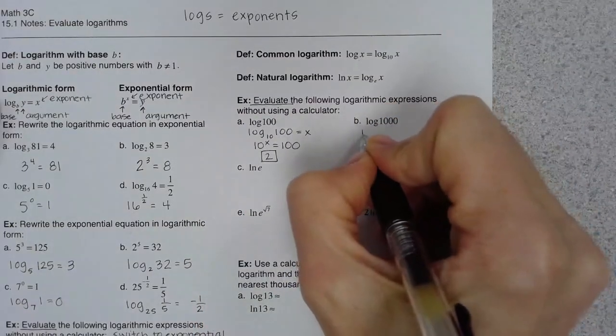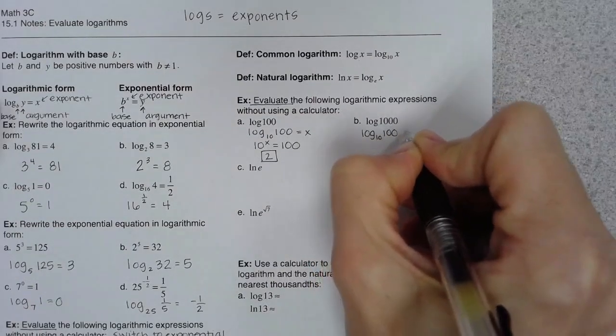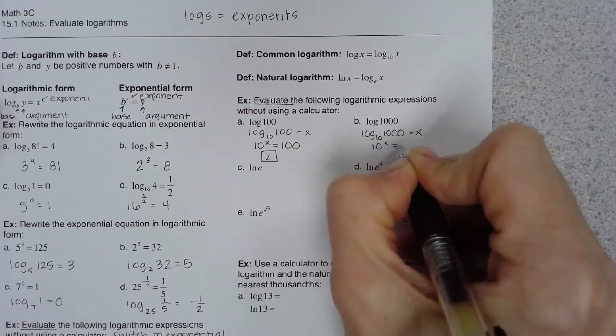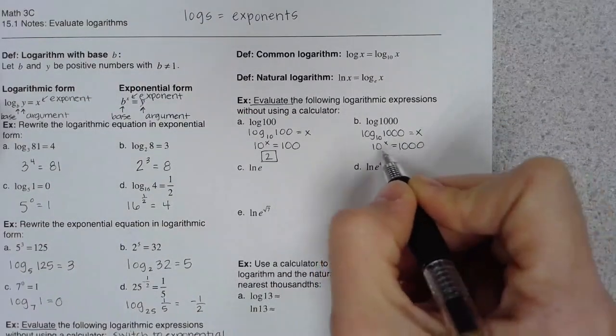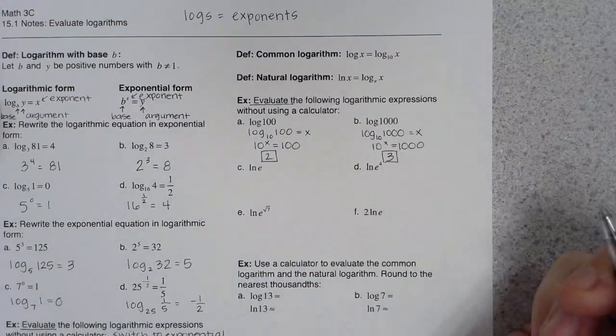Same thing on this one. So log of 1000 means log base 10 of 1000, which means 10 raised up to what exponent gives you out 1000 as the answer. You stop and think. 10 times 10 times 10 gives you 1,000. And so the answer for this one would equal 3.